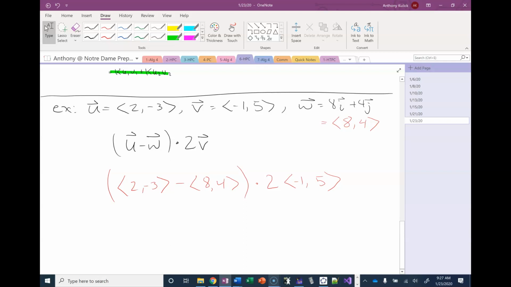So I'm going to follow the order of operations and do the piece in the parentheses first. To subtract two vectors, I just subtract their components. 2 minus 8 is -6. -3 minus 4 is -7. And then I'm going to do the scalar multiplication. 2 times negative 1 is negative 2, and 2 times 5 is 10.